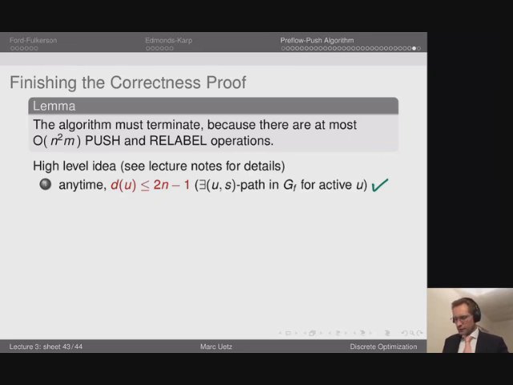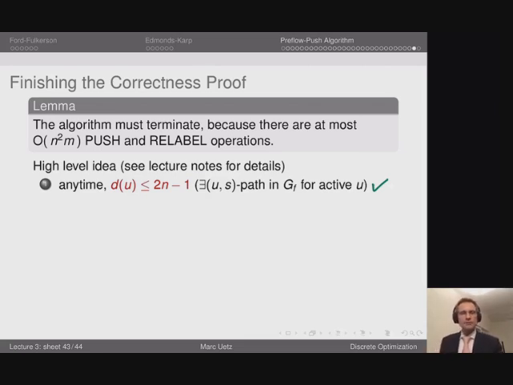So indeed, we have shown that at any time during the algorithm, the label of any node U is at most 2n-1. You might have noticed that we argued only for active nodes, but the claim is actually written down for all nodes in the graph. But notice that the label is only changed for active nodes. So in the beginning of the algorithm, all the labels are equal to 0, and the label gets only increased for active nodes. Hence, it is sufficient to prove the claim for active nodes, and then it will automatically also hold for all nodes of the graph.